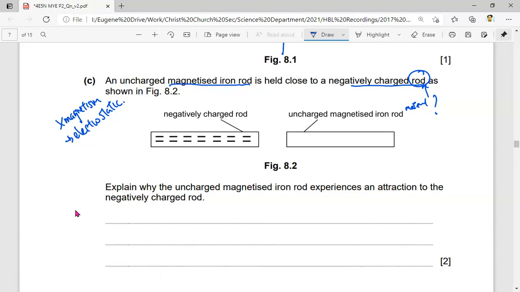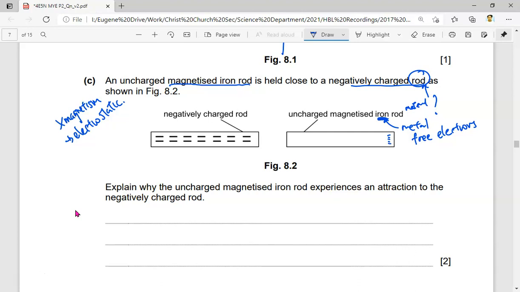What's going to happen is that it will repel, because this is iron. Because this is iron, a metal, you know that it has free electrons. This is the key idea you need to take note of. If I bring a negatively charged rod here, the free electrons, which are the negative charges, are going to move to this side.